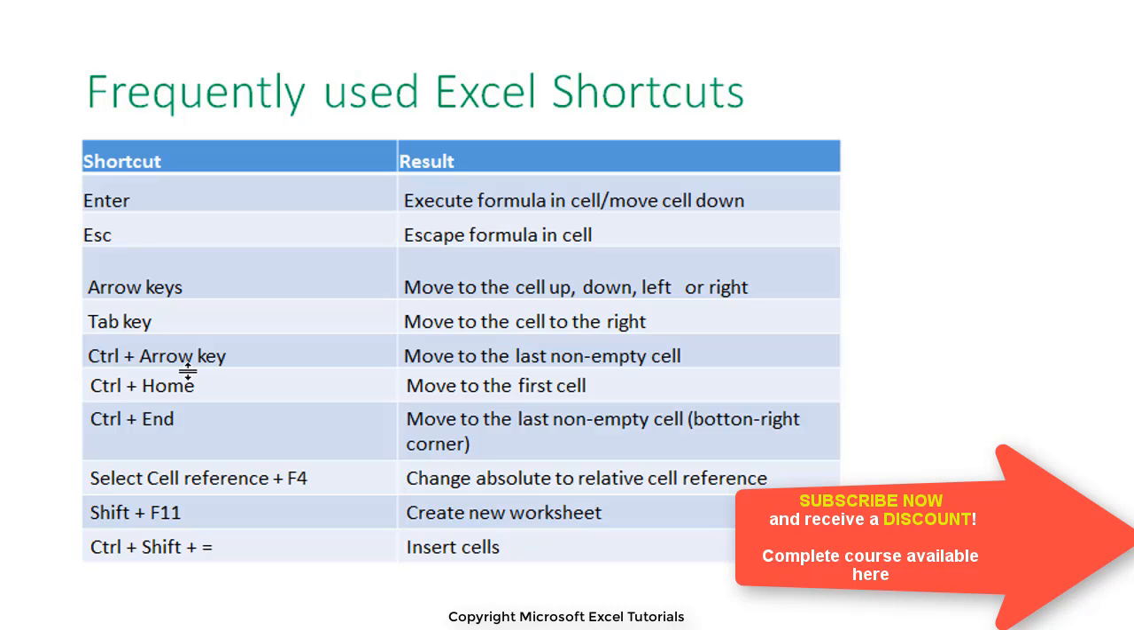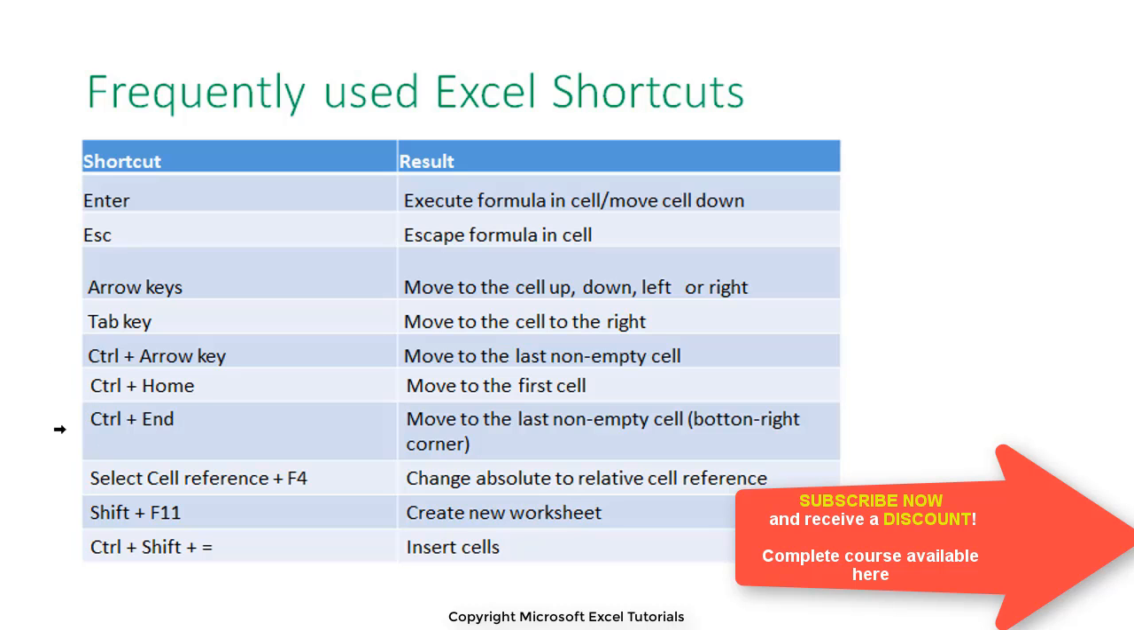If you press the Control and arrow key, you will move to the last non-empty cell within a certain range. For example, if you press the Control key and the left arrow key, you will move to the last non-empty cell on the left. If you press the Control key and the right arrow key, you will move to the last non-empty cell on the right. If you press the Control key and the down arrow key, you will move to the last non-empty cell at the bottom.